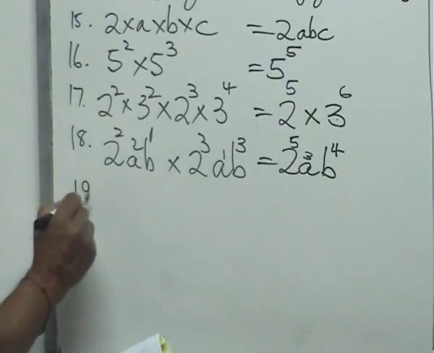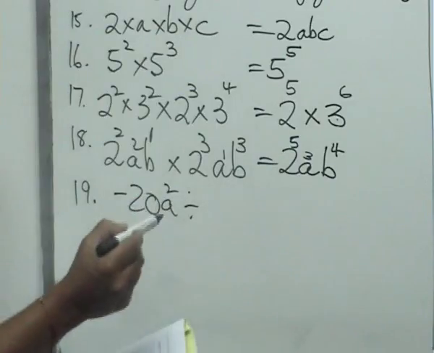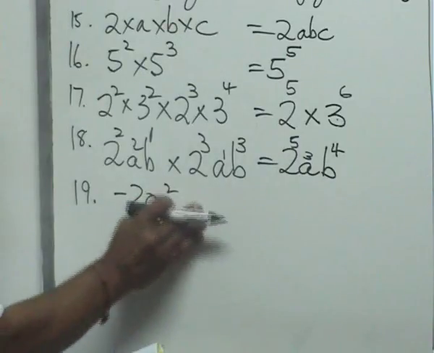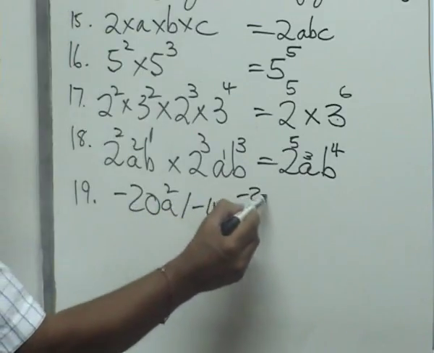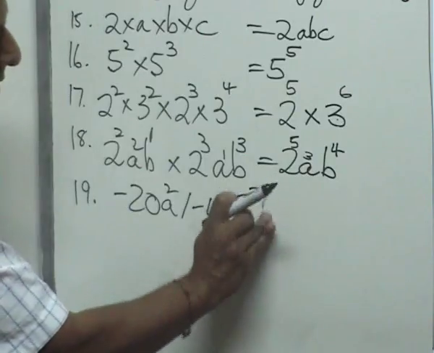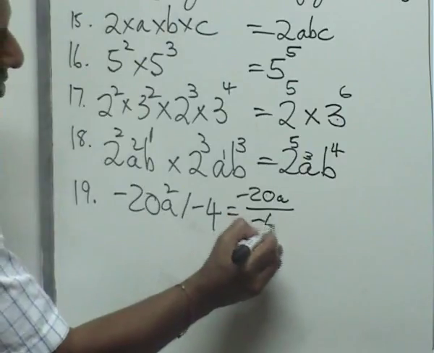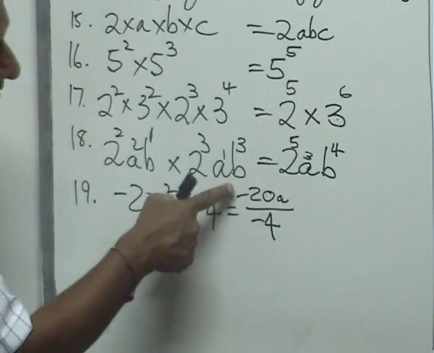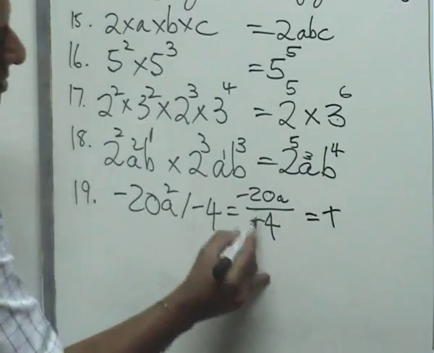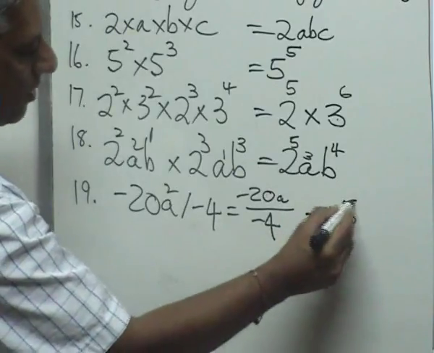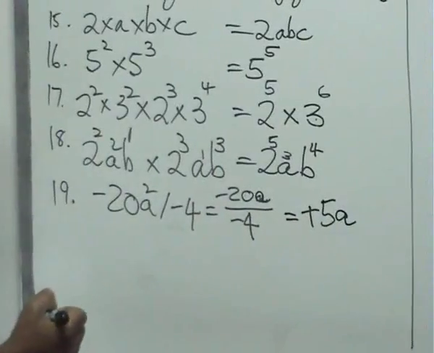Number 19, minus 20a squared divided by, you see the slash, this slash divided by minus 4 really means minus 20a divided by minus 4. That's what it means. Now, minus 20 divided by minus 4, minus divided by minus gives you plus. 20 divided by 4 gives you 5. Now, there's only an a on the top, so the a just remains there like that.